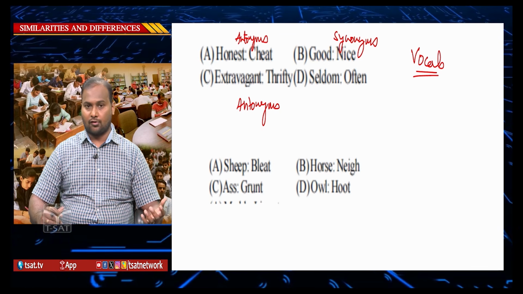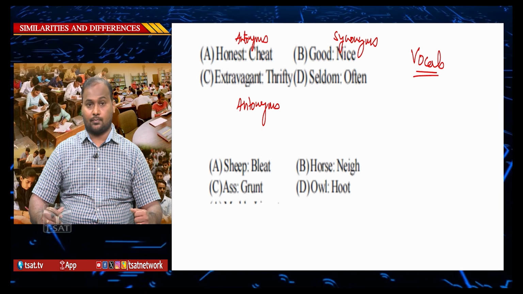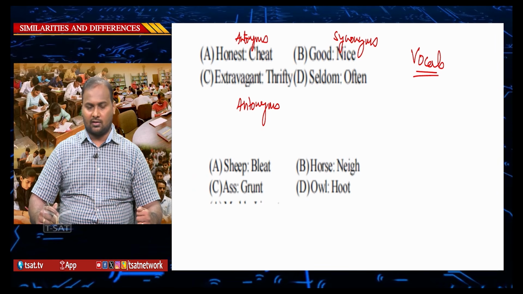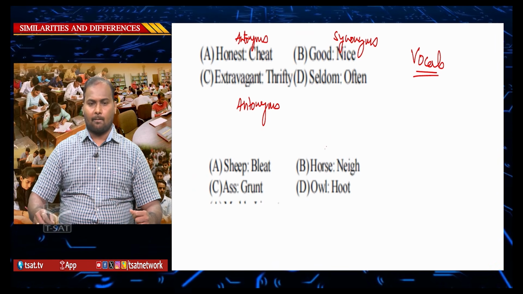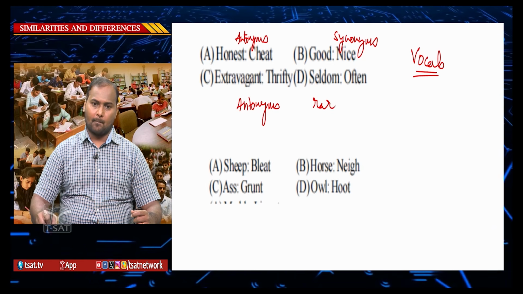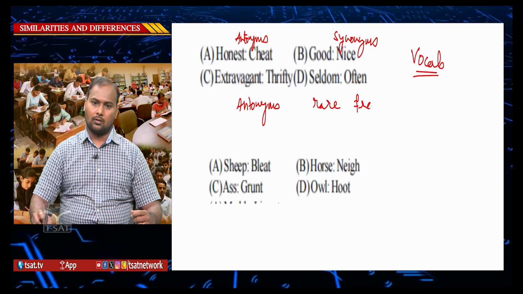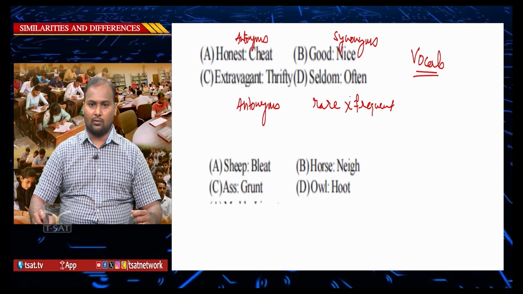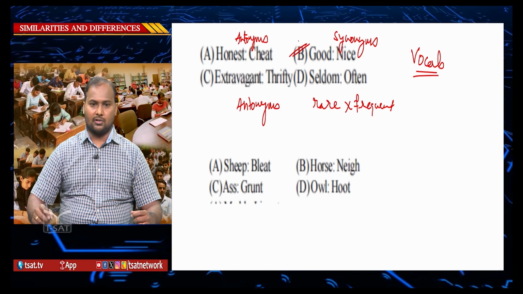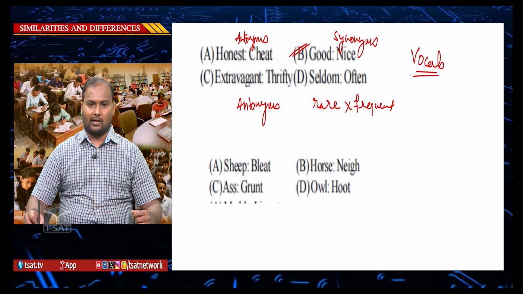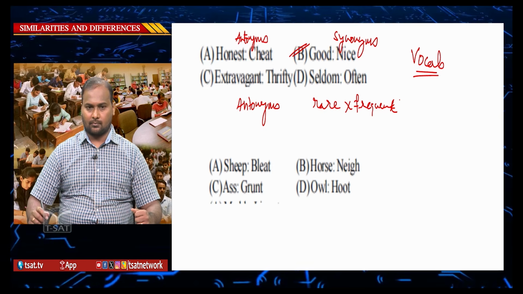Extravagant, he will spend a lot of money. We call it a spendthrift. In the same way, thrifty means an extreme miser. Both are antonyms. In the same way, seldom, often. Seldom means rare and often means frequent. Now how are they related again? They are also opposite words, they are also antonyms. So what is the answer? Option B is the answer, because except B, the remaining three are antonyms, that is, opposite words.